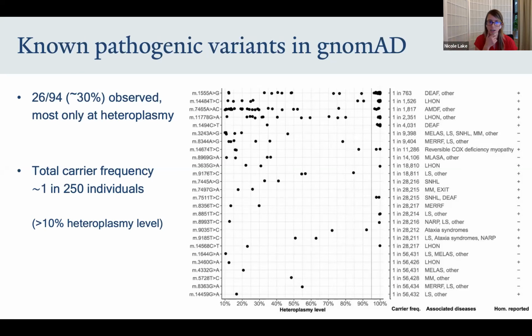And when we amass this data, we calculate that there is a total carrier frequency in the population of around 1 in 250 individuals for pathogenic mitochondrial variants. Just to remind, because we were only releasing variants above 10%, this is a carrier frequency for variants above that threshold. And furthermore, it represents a lower bound, given that there are many more pathogenic variants to discover, and also that there will be individuals carrying these variants below 10% as well. So I think it really emphasizes the total carrier burden in the population for pathogenic variation.